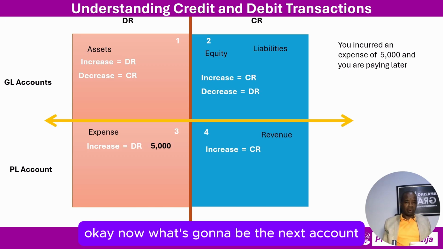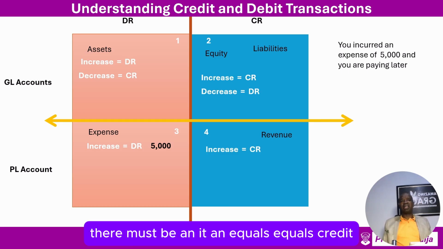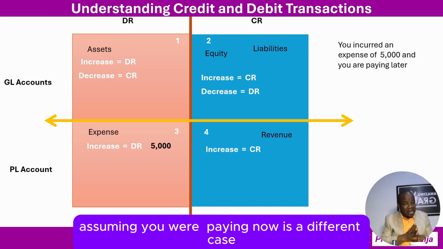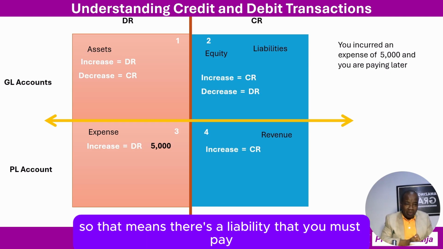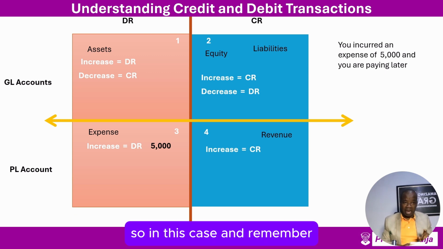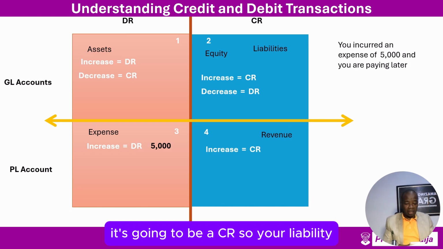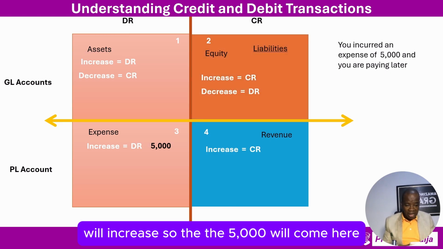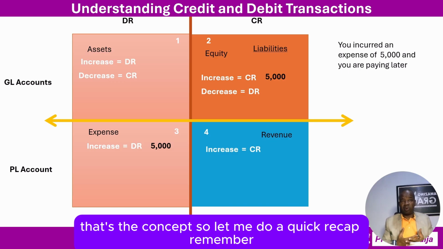Okay, now what's going to be the next account? Remember, for every debit there must be an equal credit. Now what's going to happen? Remember, you are not paying now. Assuming you are paying now is a different case, but in this case you are not paying now. So that means there's a liability that you must pay. Your liability is increasing, and whenever the liability increases, it's going to be a CR. So the 5,000 will come here. That's the concept.